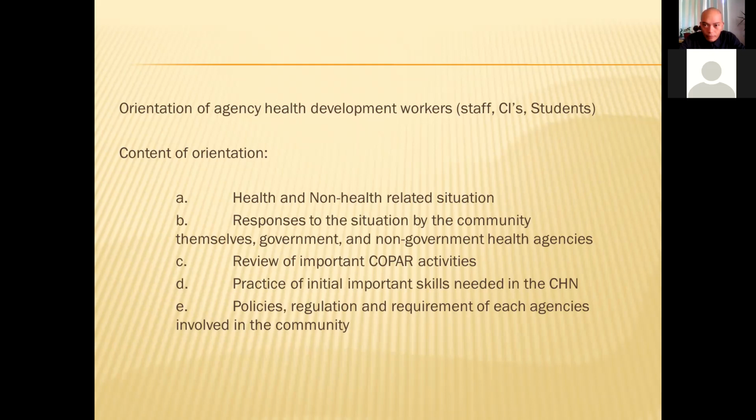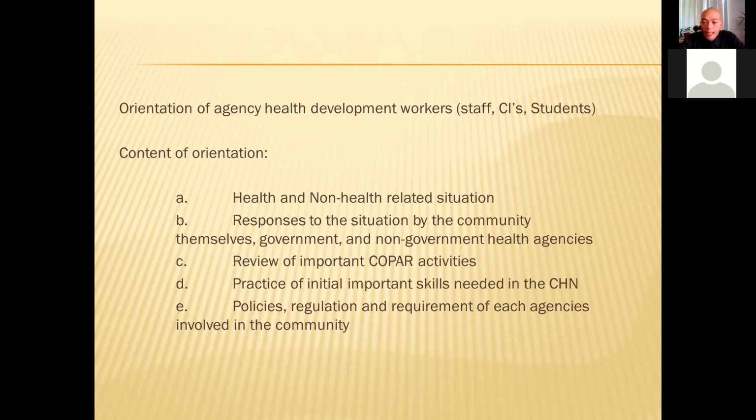Okay, so we have to tell you about the situation of the agencies who are asking us to go there in the community. Okay, orientation regarding your COPAR activities, we will review. For example, being third-year students, we will focus first on what phases of COPAR compared to the different activities being implemented by fourth years. So we have to review what are the activities that third years will do for COPAR.